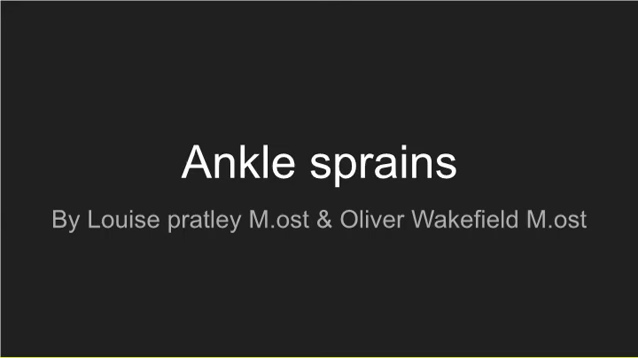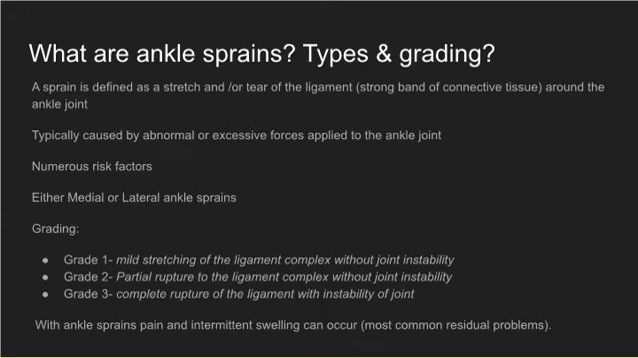Ankle sprains are defined as a stretch or a tear of the ligaments either on the medial, inner or lateral, outer part of the ankle. They have different gradings depending on the severity of the ankle sprain. For example, grade 1 is a mild stretch, grade 2 is a partial rupture of the ligament, and grade 3 results in ultimate instability.